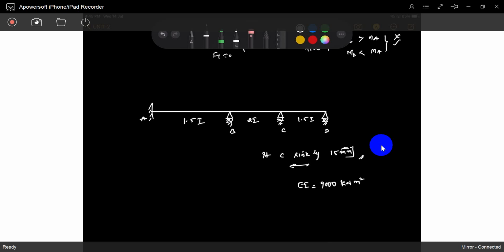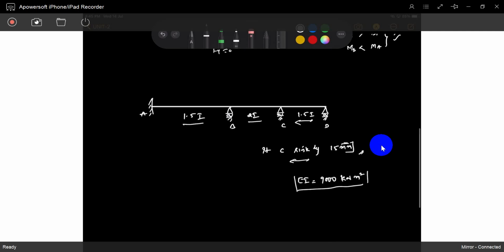So that is the EI value: 1I, this is 1.5I, this is 2I, this is 1.5I. So how to calculate the moments? This is the problem: find out the moments and bending moment diagram.